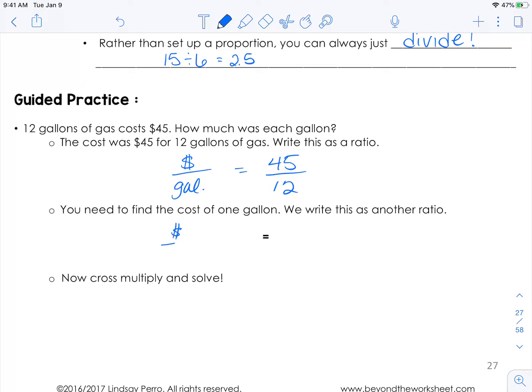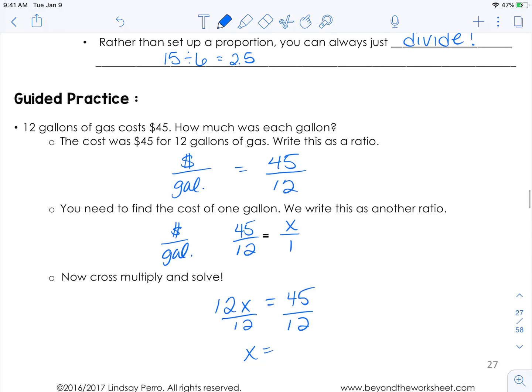So I'm going to bring down here the dollars over gallon just so I keep my ratios consistent with the money on top. So we know $45 for 12 gallons. We do not know the cost, so we're going to put a variable there for 1 gallon. We're going to cross multiply. 12 times x is 12x. 45 times 1 is just 45. And then we're going to divide. And we get 3.75. So our answer is $3.75 per gallon.